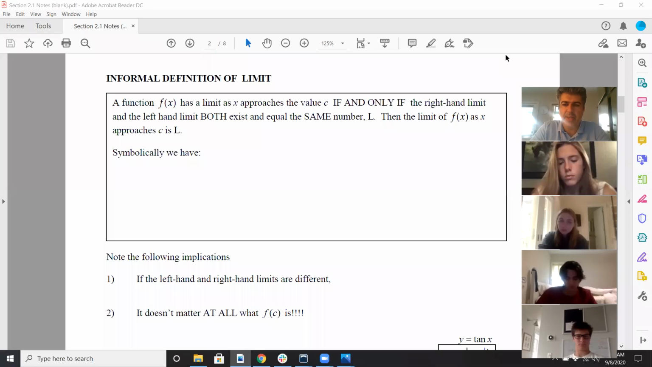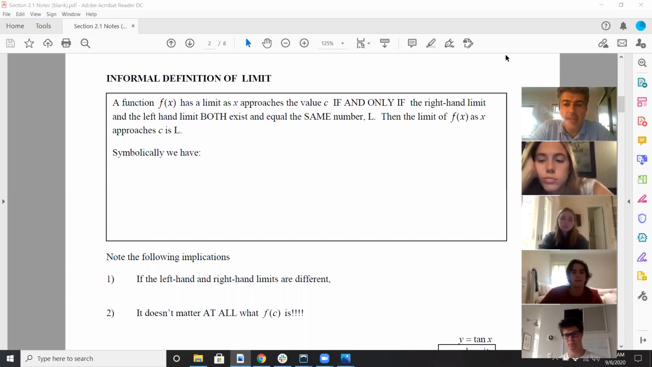The formal definition of a limit is actually very confusing. So we're just going to kind of do this definition here. A function f of x has a limit as x approaches value c if and only if the right-hand limit and left-hand limit both exist and equal the same number. So they both equal the same number from the left and the right side. We've talked about this already. Then the limit of f of x as x approaches c is L.